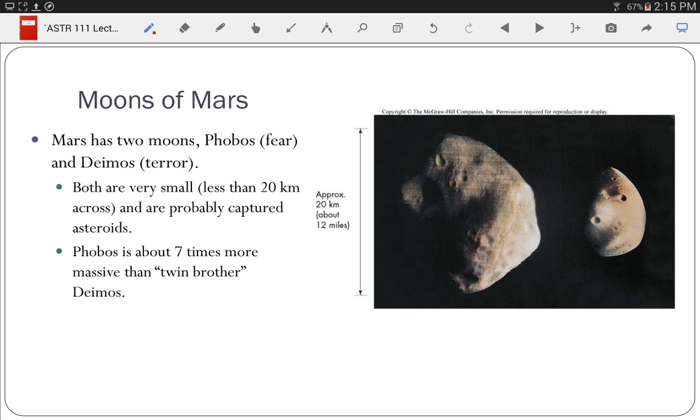Now, they're large compared to, the biggest granitic monolith on Earth is El Capitan, and El Capitan is very tiny compared to these. But they're kind of small. Phobos is, notice my language, seven times more massive than its twin brother. They're almost identical twins. They're both the sons of Mars.